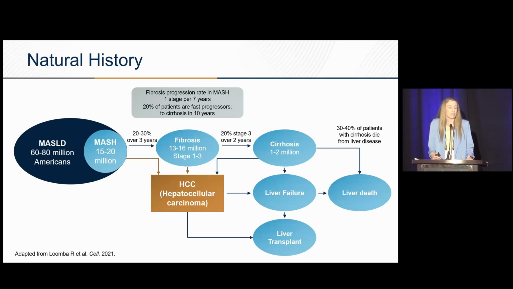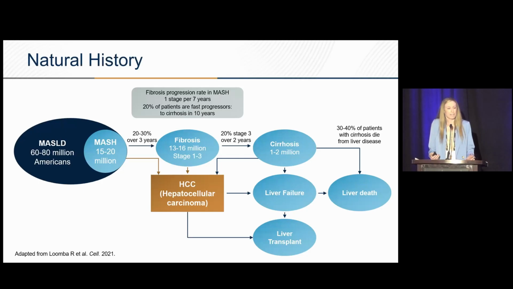There have been studies of pooled analysis and liver biopsies that really show that the progression from MASLD to MASH is really quite dynamic. As far as the time to progression, patients with MASLD will progress about 14 years per stage, compared to patients with MASH, about 7 years. And 20% of patients with MASH will be what we call rapid or fast progressors, who could progress to cirrhosis in a matter of 10 years.